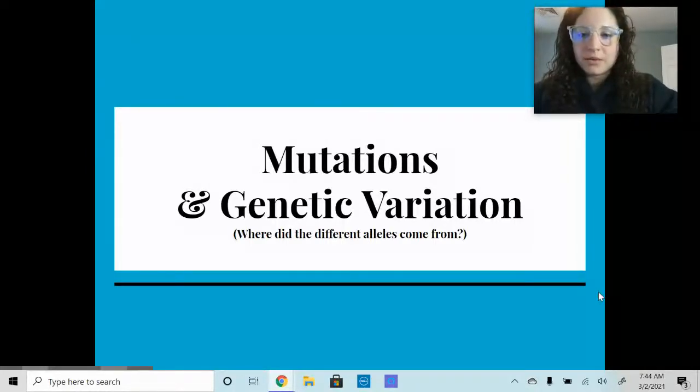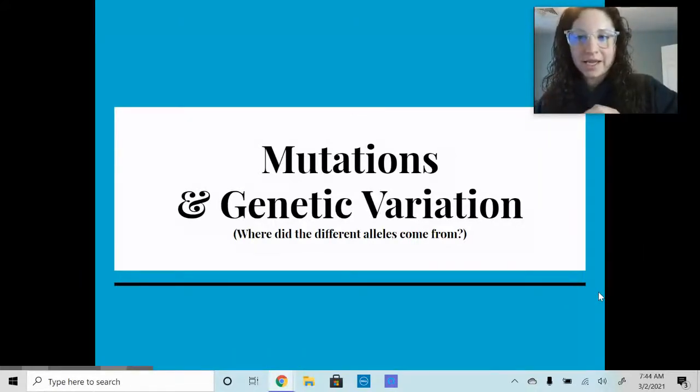Where we get this genetic variation from, brown eyes versus blue eyes, is from different alleles. And these different alleles will have slightly different DNA codes. So slightly different nucleic acid sequences, or slightly different nucleotide sequences in the DNA, will cause these differences that we see when we look at each other. That's what we're talking about when we talk about genetic variation. We're talking about different alleles for the same trait. So blue eyes versus brown eyes versus green eyes.